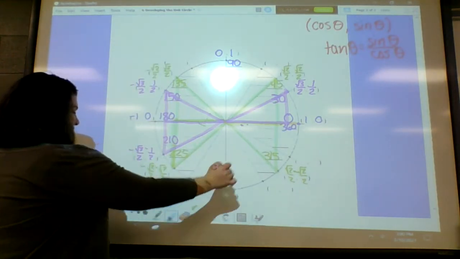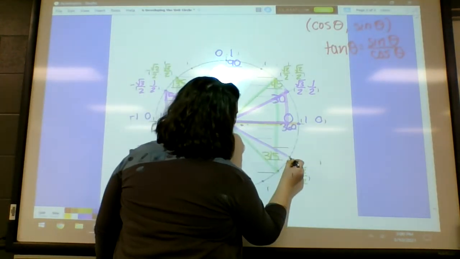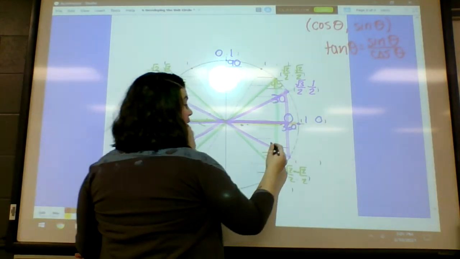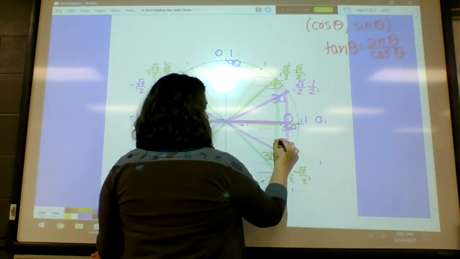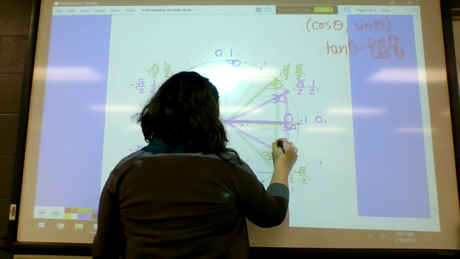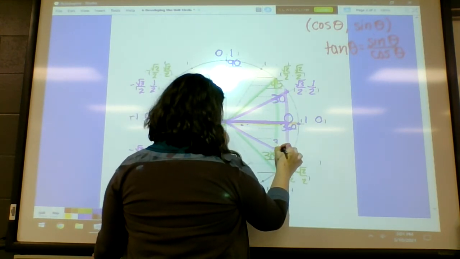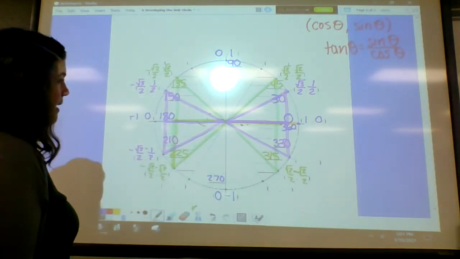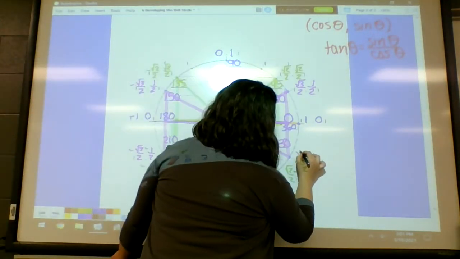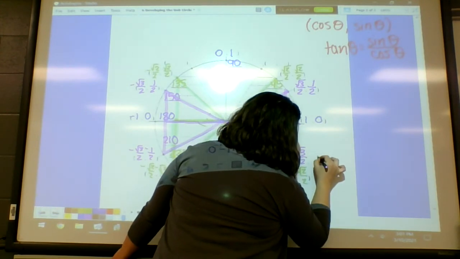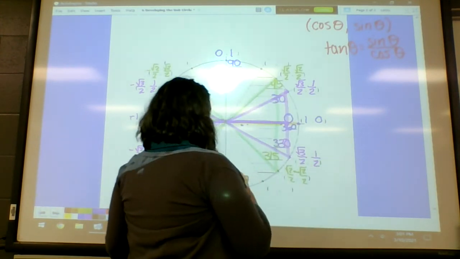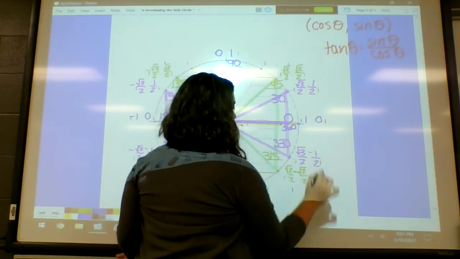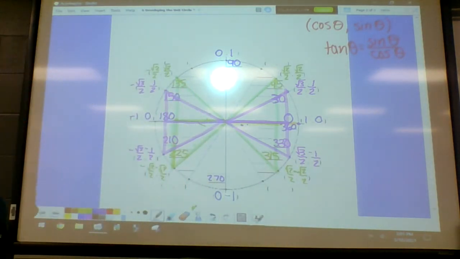All right, so here's the last 30-degree triangle. It is right there. Its angle measure, go. It's like 330. Yes. And then square root of 3 over 2 and 1/2. And in this quadrant, which one's negative? The 1/2. We got it.